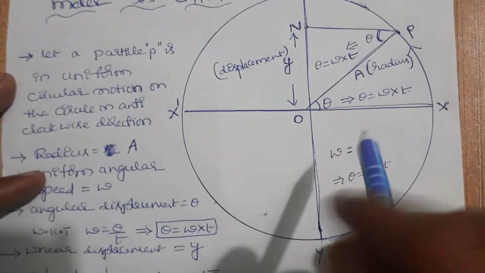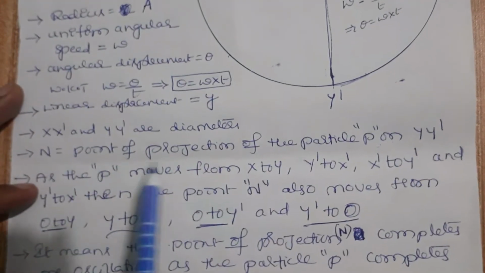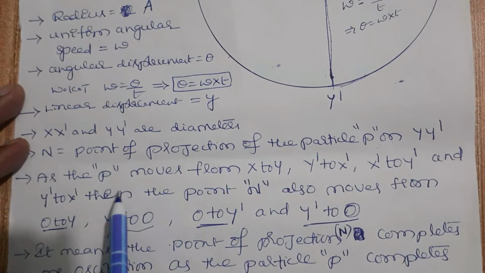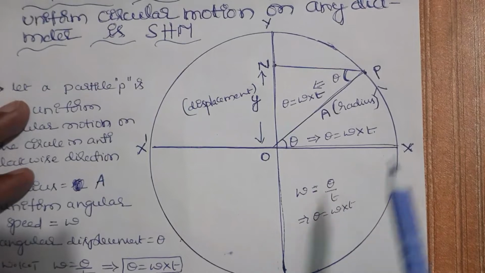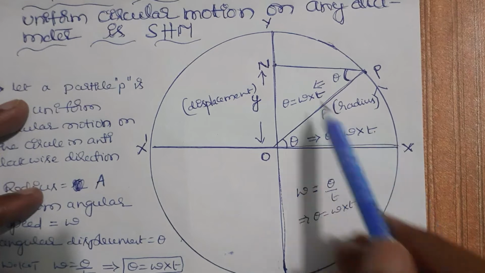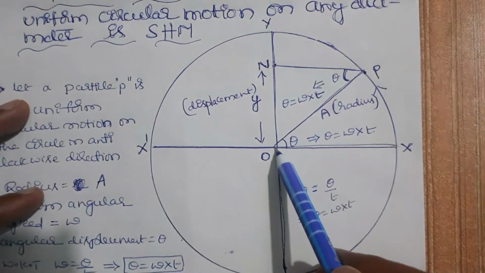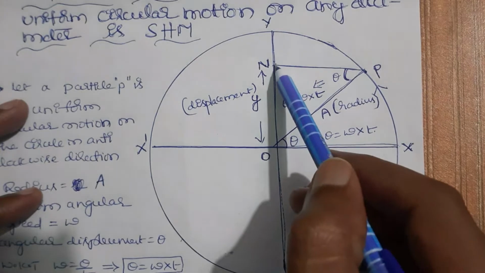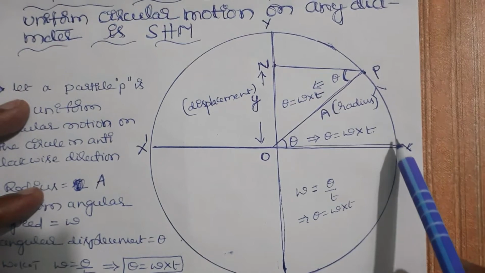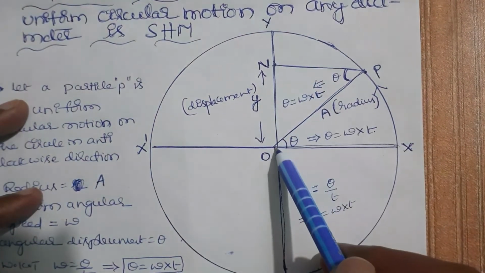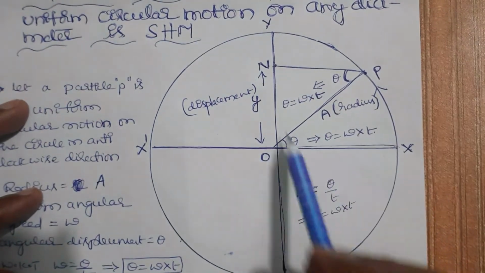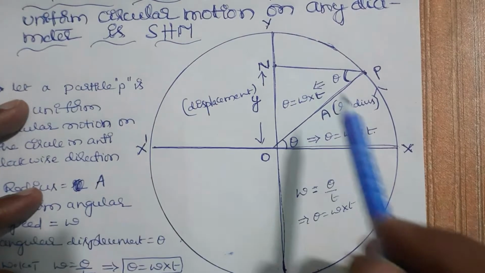You can see N is the point of projection of the particle P on y dash. As P moves, students, when P is present at x, the point of projection is at O, the center of the circle. N is present at O when P is present at x. When P moves from x to y, then point N moves from O to y. So here you want to understand SHM concepts, students.